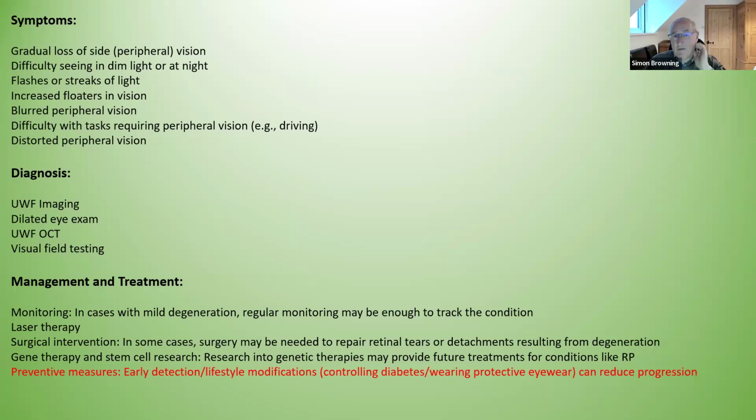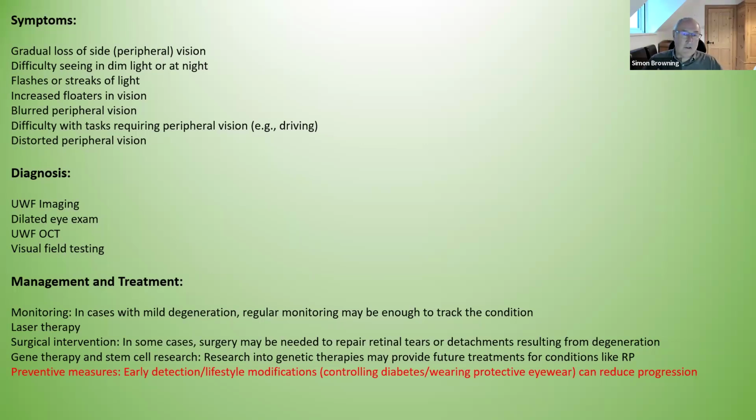We shouldn't be referring a lot of peripheral retinal degenerations. We should just be monitoring them for changes and to ensure that no secondary problems arise as a result of those degenerations. We've got things like laser therapy, laser retinopexy, if and when we need them.